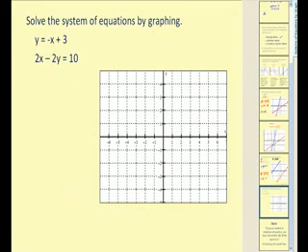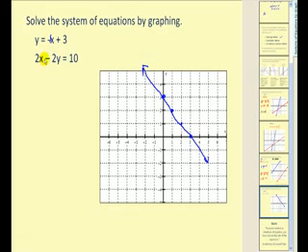So our last example, we have these two equations. Let's go ahead and graph the first one. It's already in slope-intercept form. So we have a y-intercept of +3, and we have a slope of -1, which would be -1 over +1. So we'll go down 1 and right 1 several times. So our blue line would look something like this.